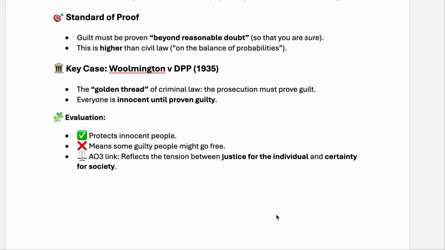And then let's consider a reform idea as well. Some folks want a lower standard for less serious offences, but it's pretty risky, isn't it? It could lead to more wrongful convictions, and nobody would want to see people put in prison for crimes they haven't committed. Now we have an AO3 link here as well, and that is that this balance between certainty of guilt and protection of individual rights is central to justice theory, and it's a little bit like walking a tightrope.